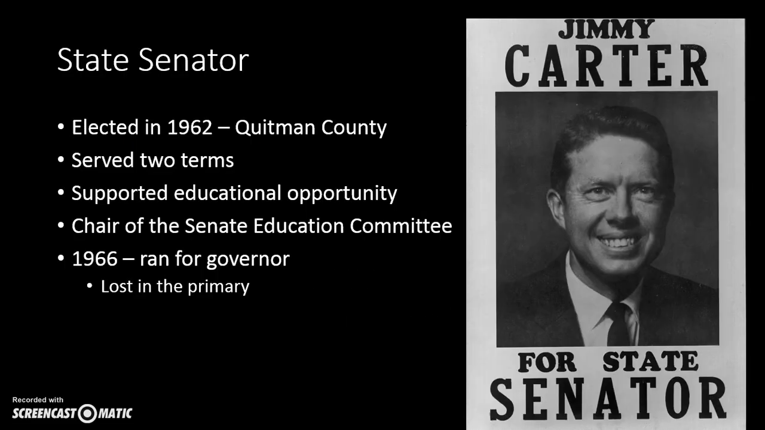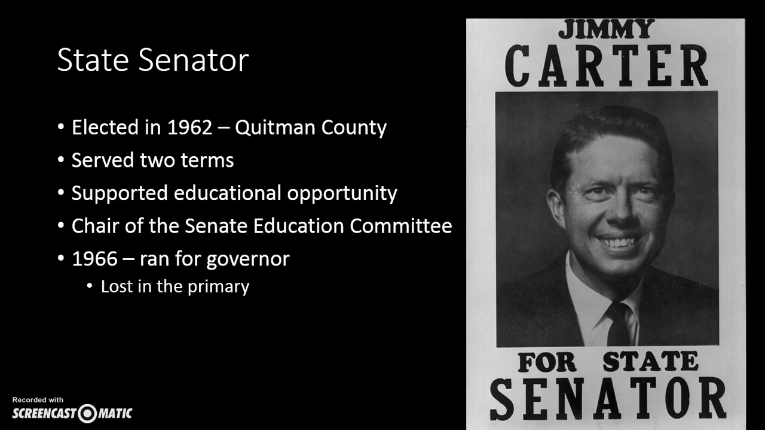After becoming a community leader in Plains, Carter became interested in running for office, and in 1962 he was elected to the state senate. While he was a state senator, he devoted a lot of his time to educational affairs, and he promoted equal educational opportunity through reorganization and consolidation. So he was a supporter of integration during the 1960s in Georgia.